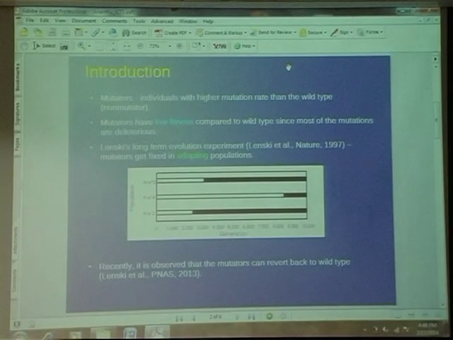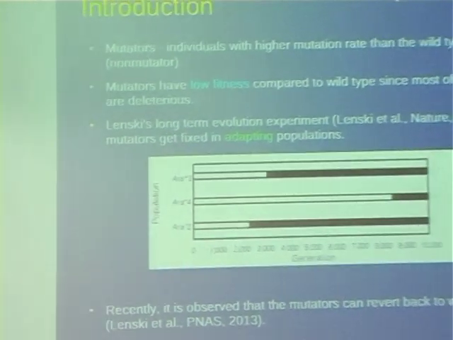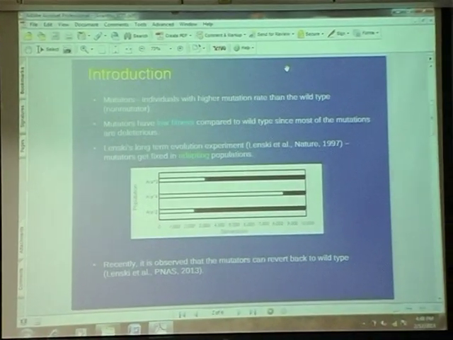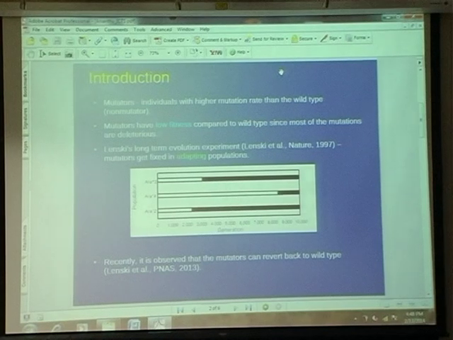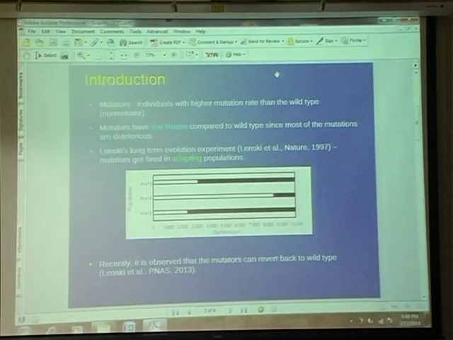Mutators are individuals with higher mutation rate than the wild type, and mutators have lower fitness because most of the mutations are deleterious in nature. In Lenski's long-term evolution experiment, it's observed that mutators get fixed in populations which are adapting. This diagram is taken from Lenski's paper. The white colored bars represent wild type, black colored bars represent mutators. Very recently, it's observed that mutators can revert back to wild type.